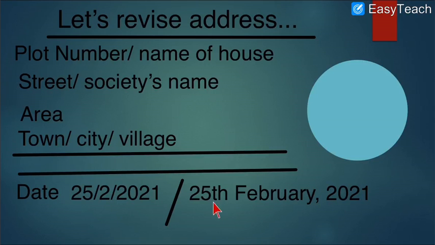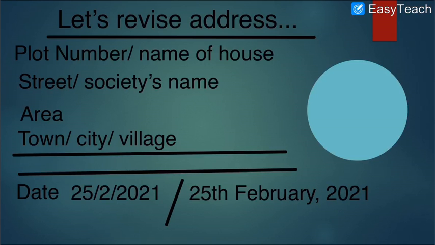See, when you write TH after 25, TH should be superscript. It should be written at the upside. Here I am typing, so I am not able to do that, but I am informing you that TH is superscript. It should be written a bit on the upper side where the head of the 5 is. So these are the 2 ways you can write the date.